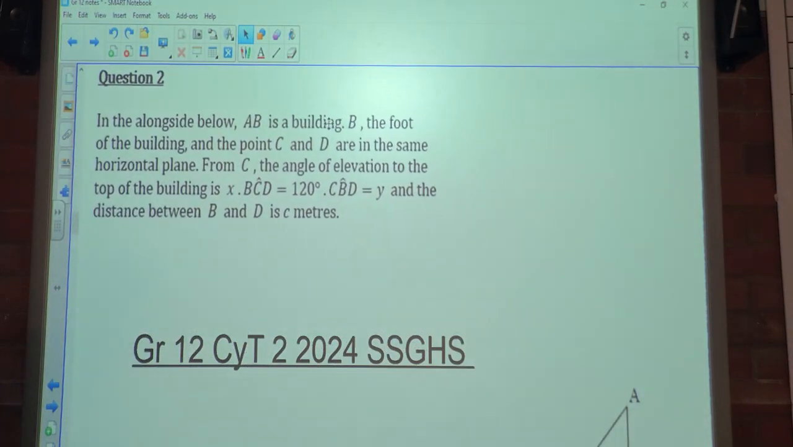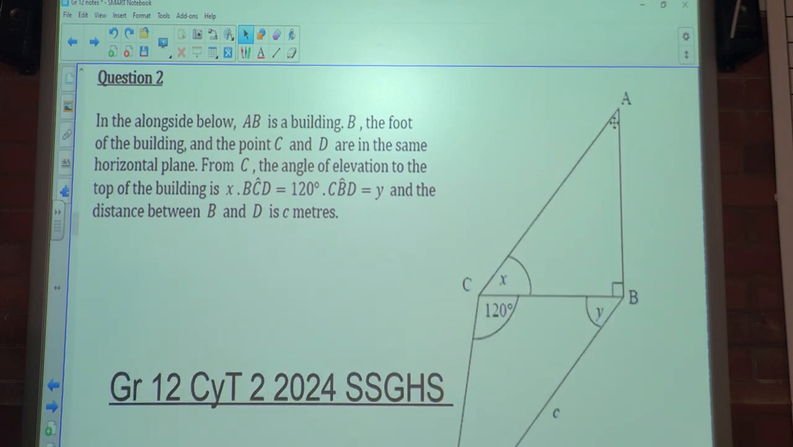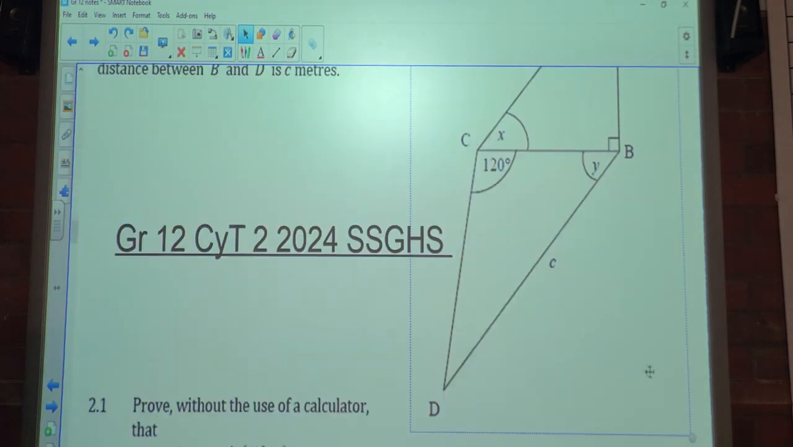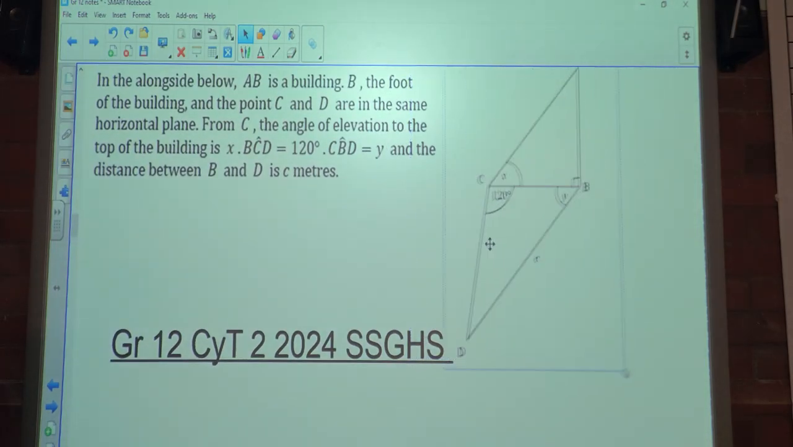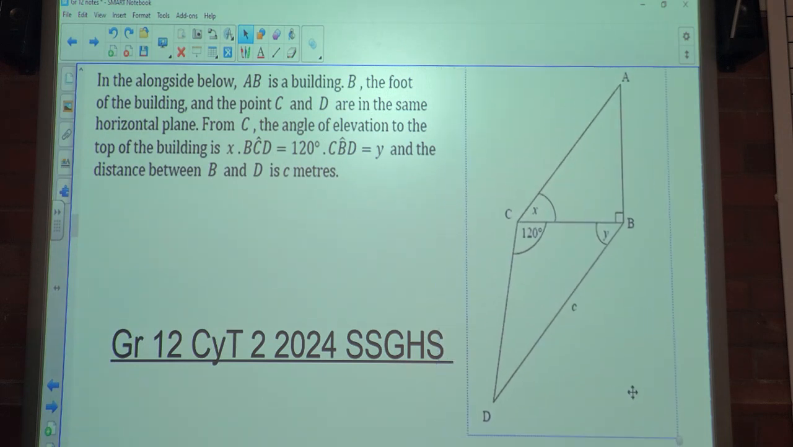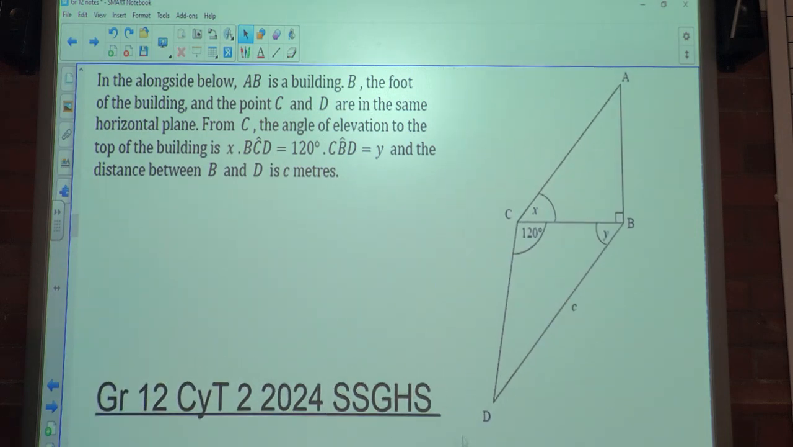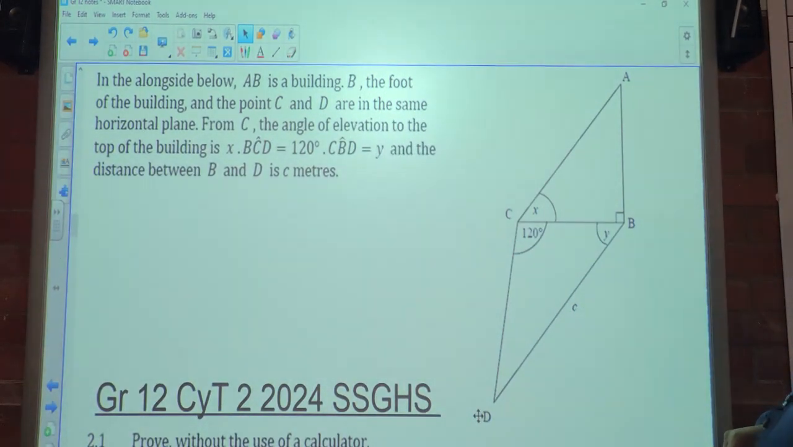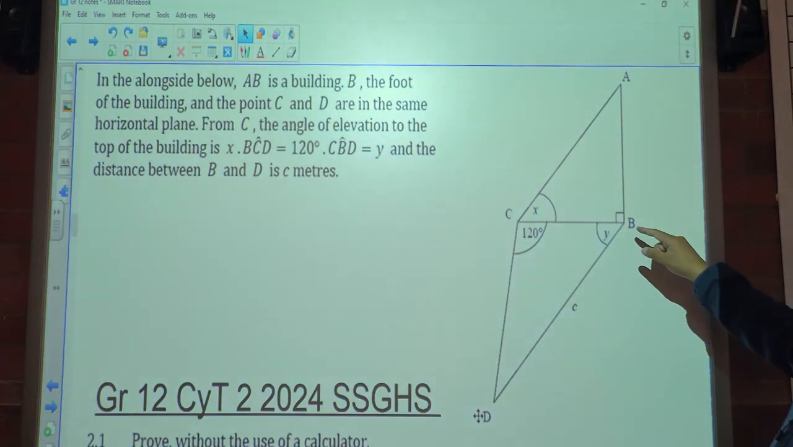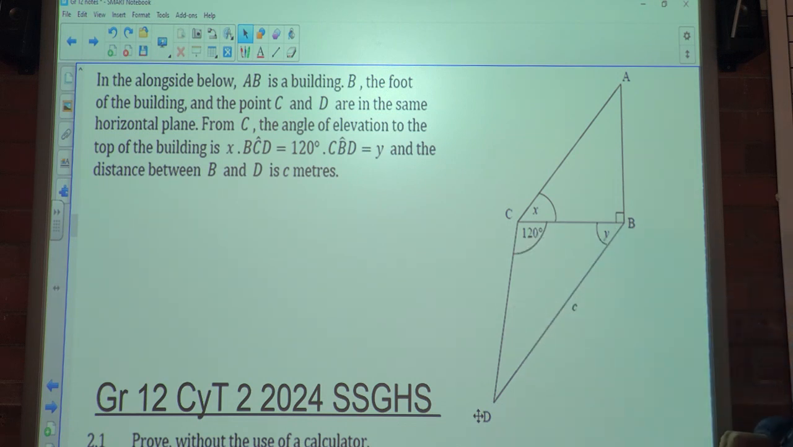Let's look at question 2. Here we are told that in the diagram alongside, AB is a building. B is the foot of the building, and C and D are in the same horizontal plane. So assume that's the ground.